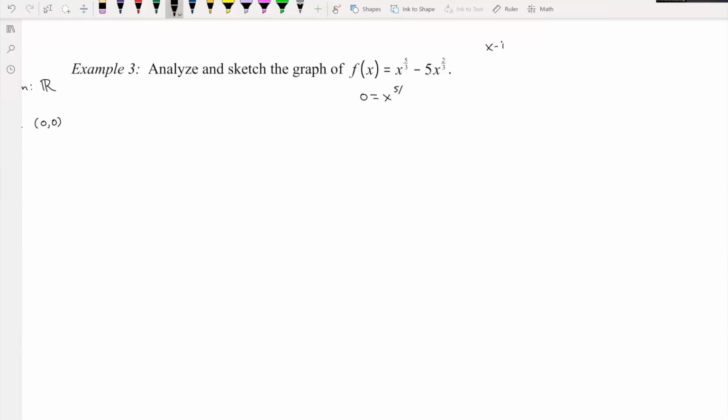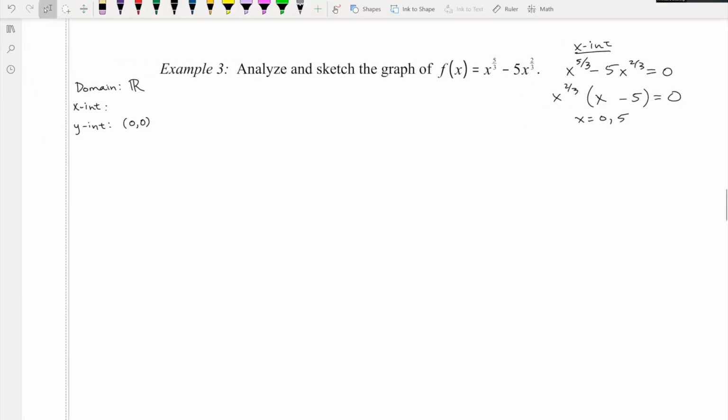For the x-intercept, we're going to say that x^(5/3) minus 5x^(2/3) is equal to 0. We're going to factor out an x^(2/3) power, and that's going to give us an x to the 3/3 power, which is silly. I'm never going to write that, am I? Because it's really just x to the first, minus 5, so I can get rid of that. That means that x equals 0 or x equals 5. So I've got x-intercepts at (0, 0) and (5, 0).